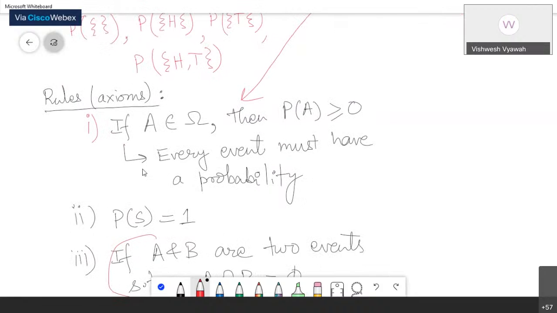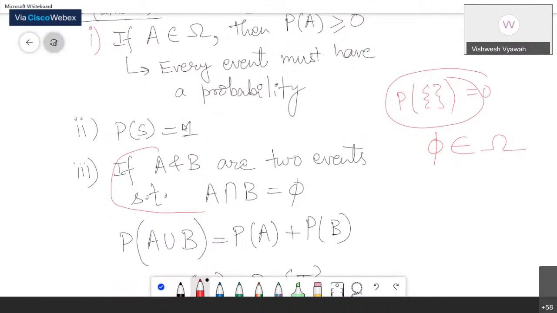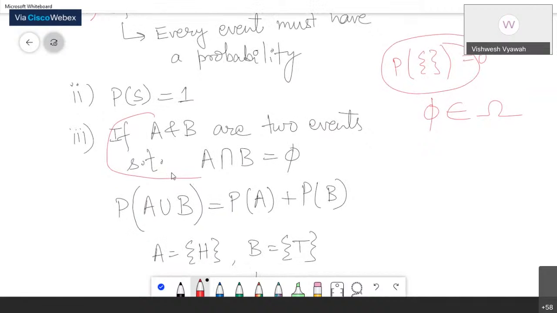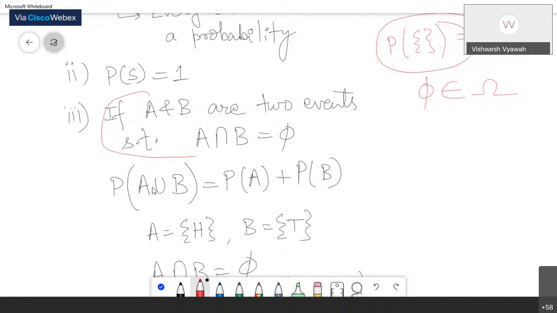So what is the first condition? Every event should have a probability, a non-negative probability, I would call it. Its probability can be 0 because the probability of your null set is going to be 0, and this null set is an element of your sigma. Second thing is the probability of the sample space is 1. Third thing is you define the probability for two sets which are disjoint. If A and B are two sets whose intersection is an empty set, they don't have anything in common, then probability of A union B is equal to probability of A plus probability of B.